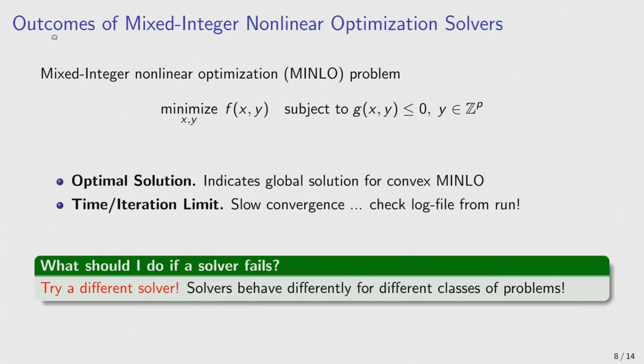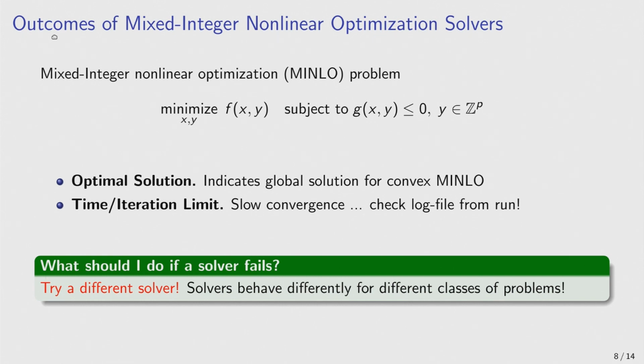In mixed integer and nonlinear optimization, it's even harder. So there's basically two outcomes. You either find an optimal solution or you reach a time or iteration limit. And if you find an optimal solution and you have a convex mixed integer nonlinear problem, you're in good shape. You have a global solution. Otherwise, you don't know what's happening. For time and iteration limits, it's usually good to look at the log files. For all the solvers, you can print out statistics as they go along, and you can look at those and sometimes learn if there's something in your model that you should change.